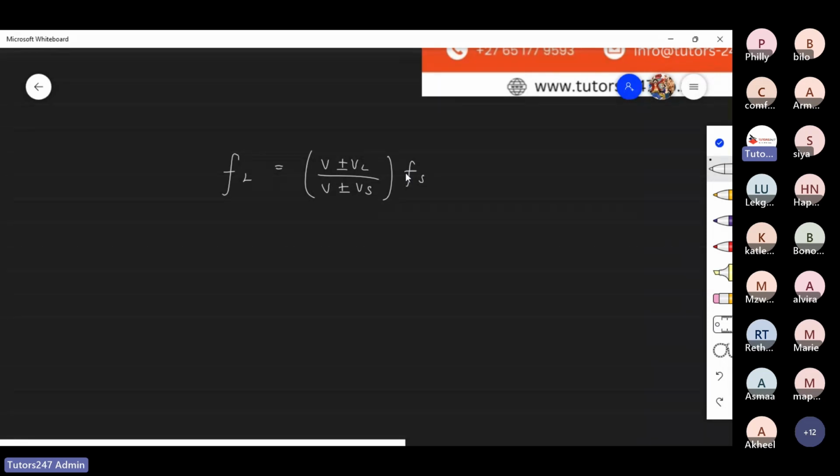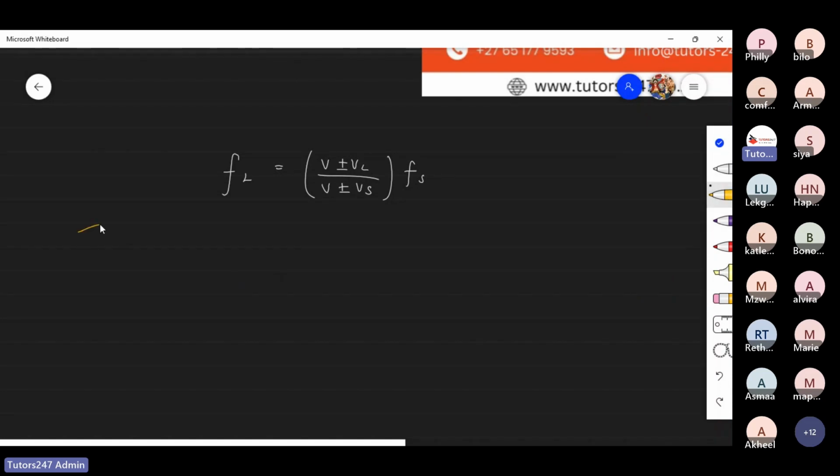So how we identify our signs is based on whether the object is moving towards the source or towards the listener or away from it. So if we have a source that is moving, or rather, let's state that our source is stationary, okay? Now, if we are moving towards that source, we'll use a plus on top and a minus at the bottom. If we are moving away, we will use a minus on top and a plus at the bottom. So let us make a note of that.